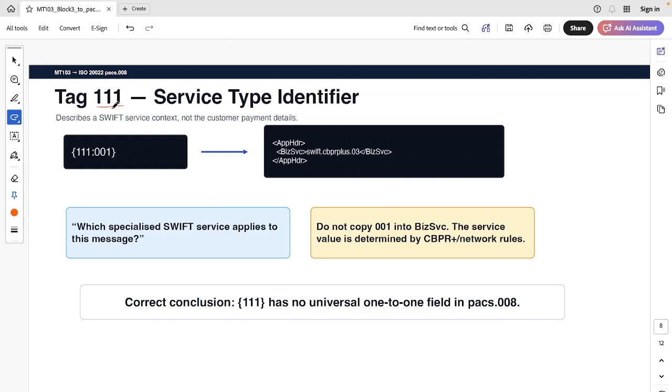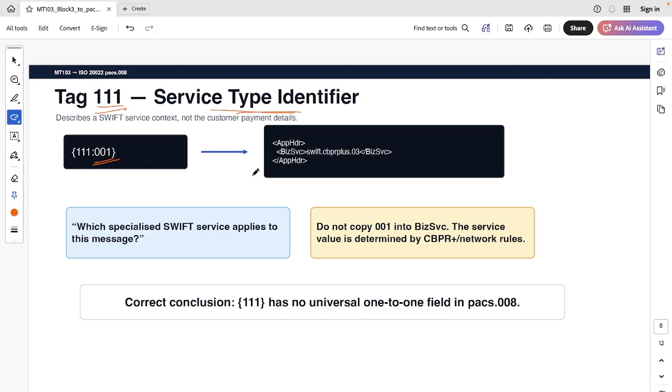Coming to field 111, the service type identifier. In our example, the field contains the value 001. This field indicates that the message is associated with a particular Swift service context. It is important to understand that it is not ordinary customer payment data. It does not tell us who the debtor is, who the creditor is, or how much money is being transferred. Instead, it tells us the messaging environment, that a specialized Swift service or processing arrangement is involved.